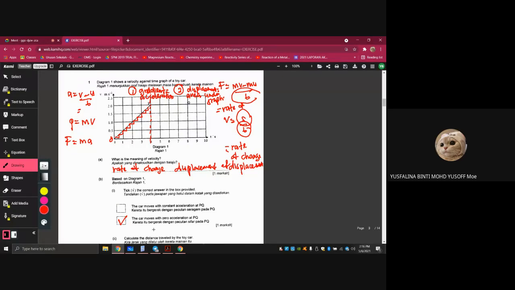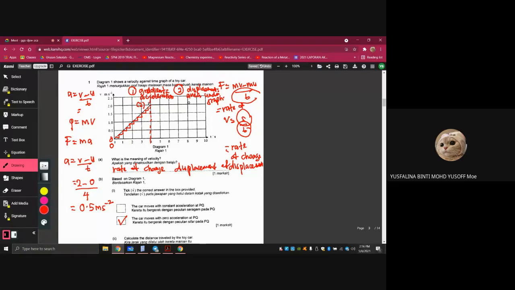Let's say the first one I use the formula a equals v minus u divided by t. u is the initial velocity, that is 0. v is the final velocity, that is 2 meters per second. So 2 minus 0, and then I divide by the time. From O to P, the time is 4 seconds. So 2 divided by 4, you will get 0.5 m s^-2. Don't forget the unit. So that's when you use the formula.